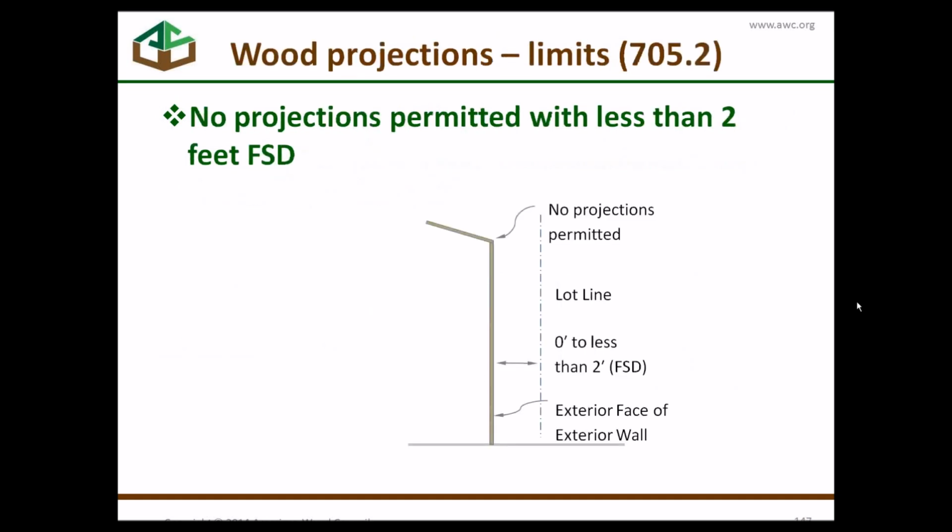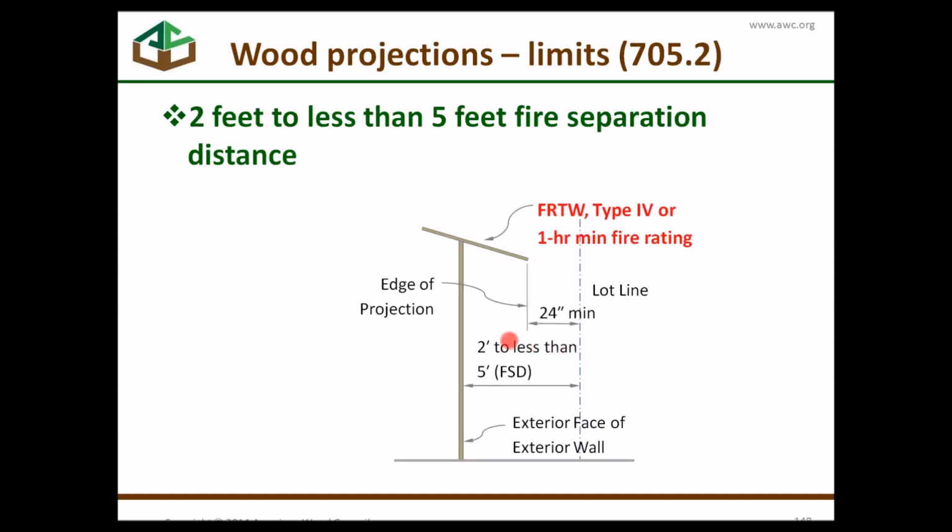When you do have projections, here's the point with projections. Again, it's proximity to the property line. If you're less than 2 feet, as shown in this diagram, you can't have any projections at all, period, in wood frame construction or wood projections. Let's say you're up to 5 feet away from the property line, and between 2 and 5 feet.